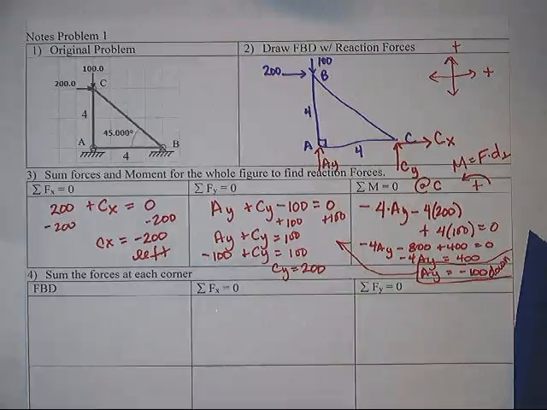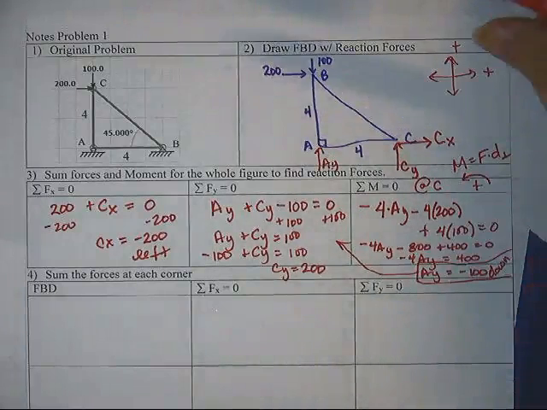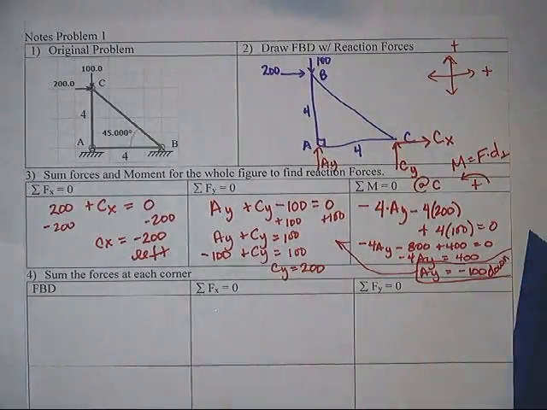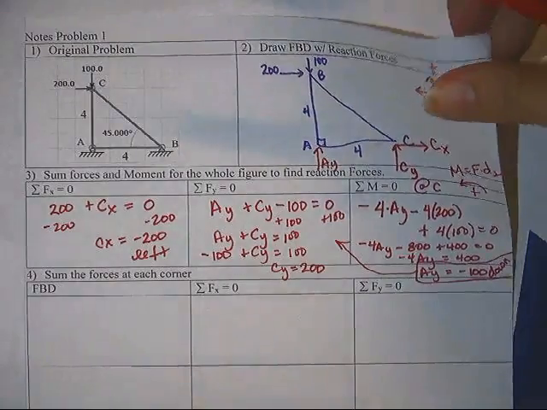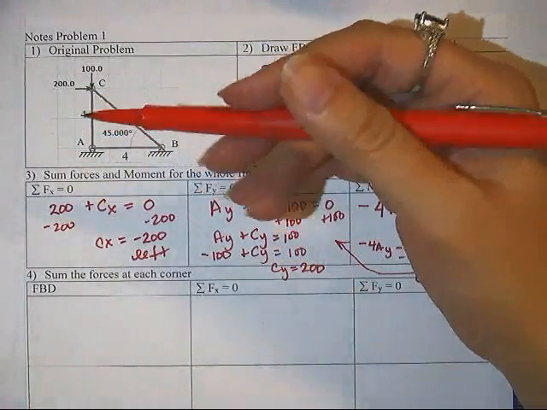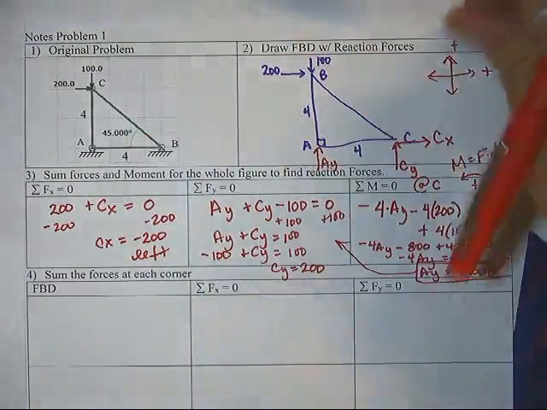Okay, we're back with problem number 1, and we're going to continue on with our next part. What I really want to do is find out how much tension or compression is in each one of these members, and then once I find out how much force is going on inside of these, then I can decide what size of member I need there.